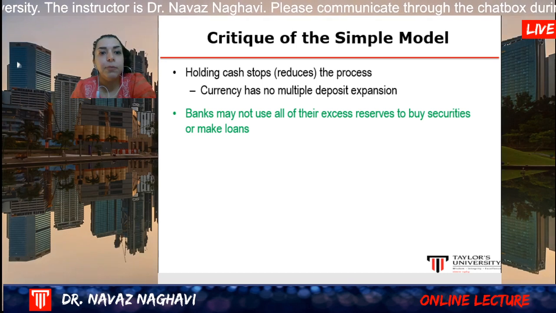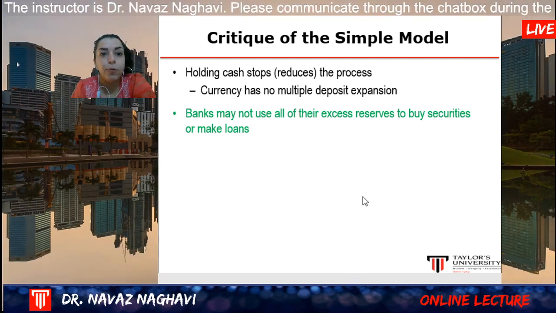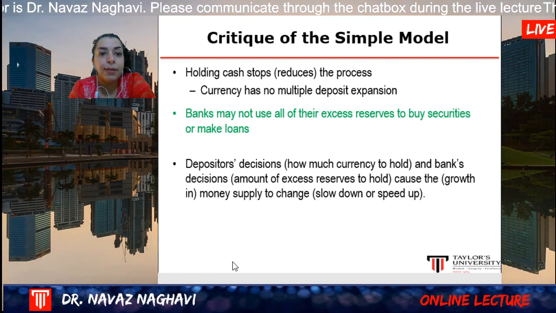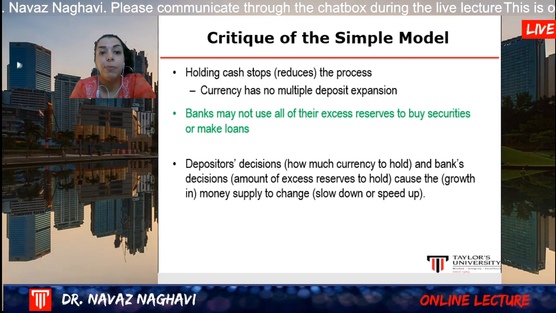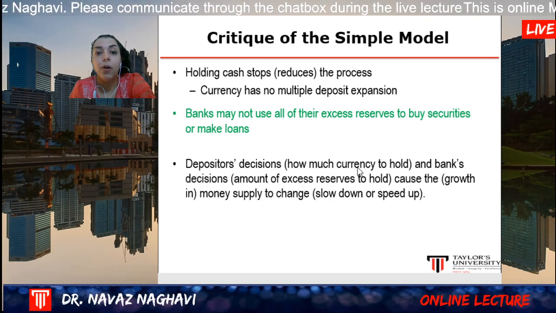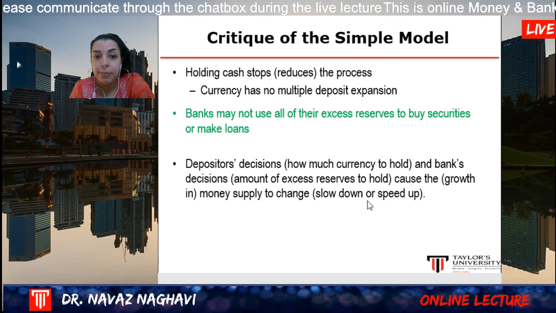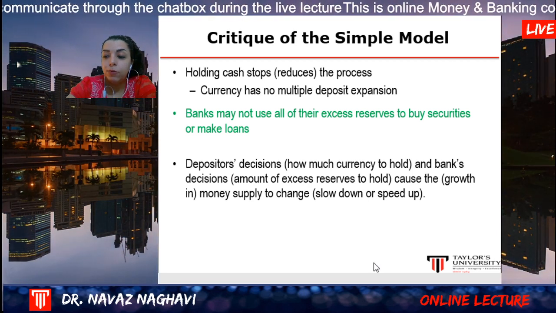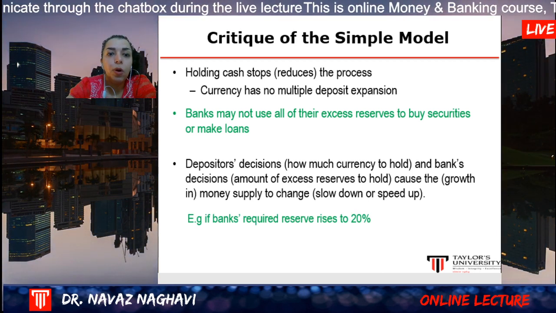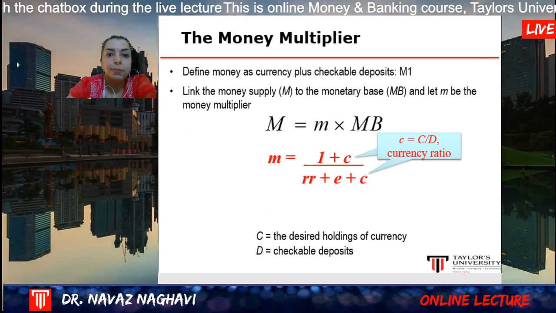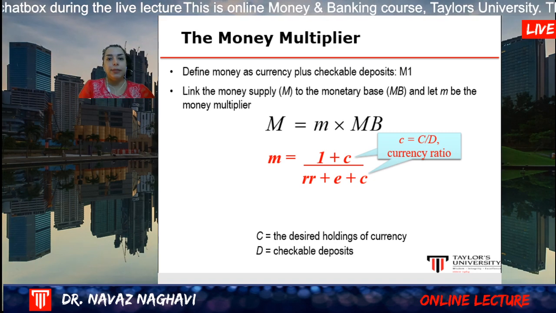Of course, we have some criticisms towards the simple model. We know that the simple model was very simple. Depositors always have some currency to hold, so we cannot say that we can always use the simple model. That's why we have to move on to our multiplier complex model. So now this is the complex model.